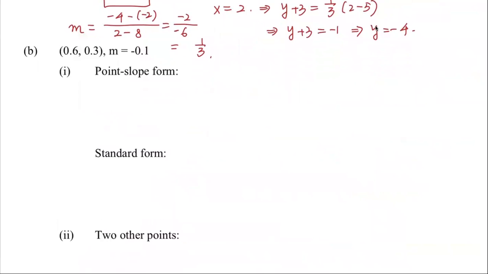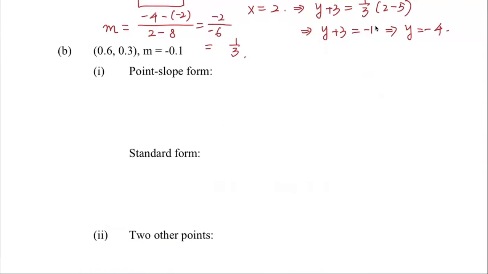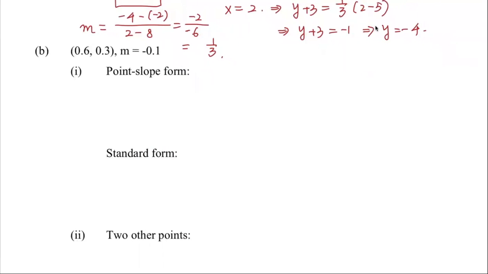Part B. Part A and Part B are essentially the same. Okay, let's quickly do Part B as well, because I know point slope form is difficult. So let's just practice more.